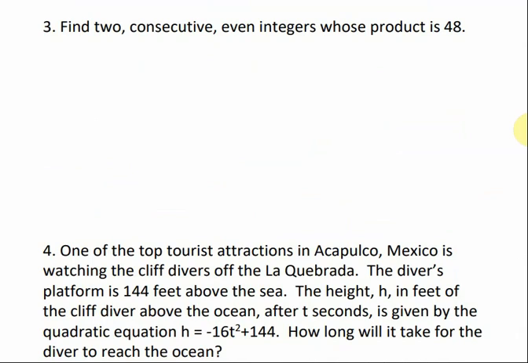Number 3 says find two consecutive even integers whose product is 48. All right, so first of all, let's talk about what these words mean. Consecutive means one right after the other, like 1, 2, 3, 4, 5. But consecutive even would be 2, 4, 6, 8. So it's one right after the other, but they're even integers. And so we need two of those.